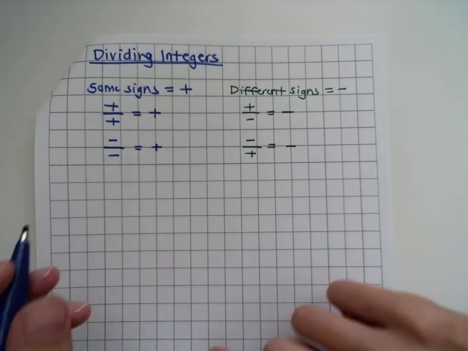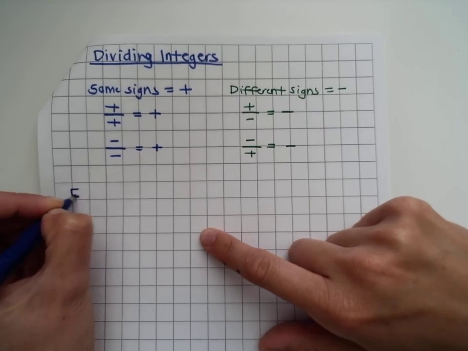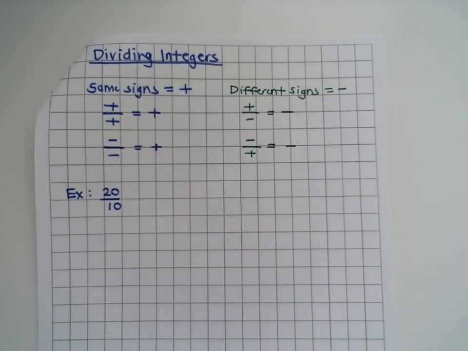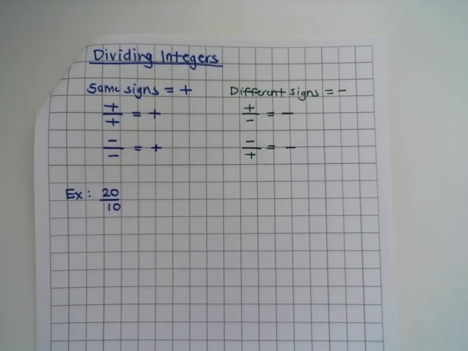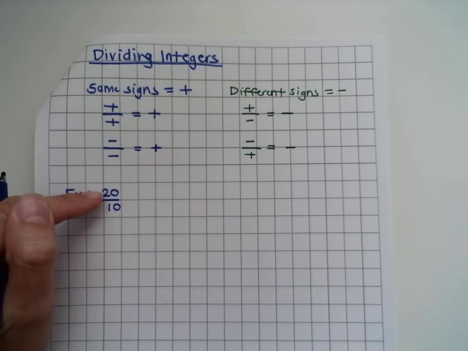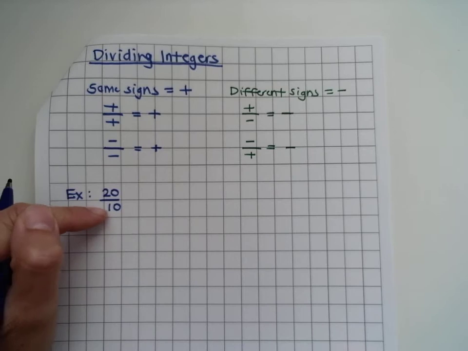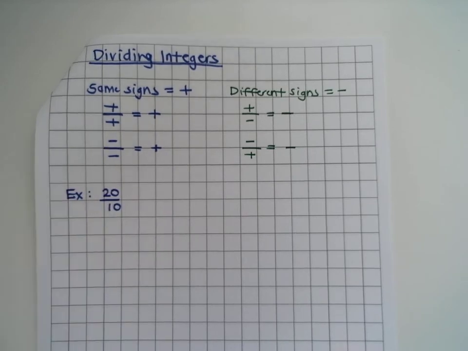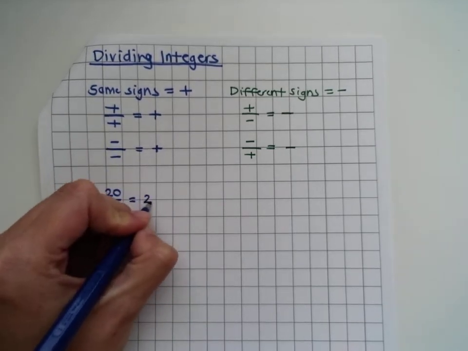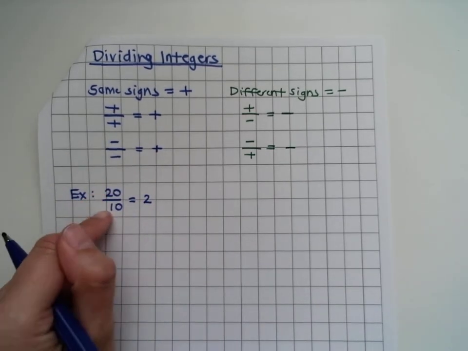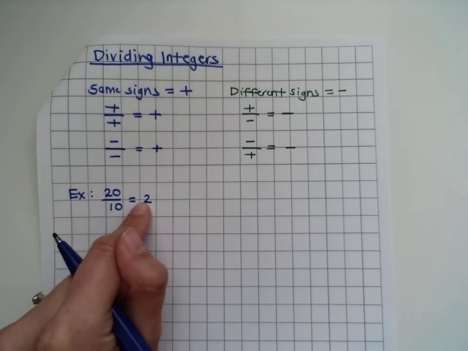Let's do just a few examples together. Say we have 20 and we're dividing that by 10. So remember, when you're dividing, you can think of it as groups, or it's the inverse of multiplication. So you're dividing 20 by 10 groups. So if you have 20 cookies and you're putting them in 10 different groups, how many groups of cookies are you going to have? You're going to have 2 groups of cookies. And we divided a positive by a positive, and so our answer is positive.